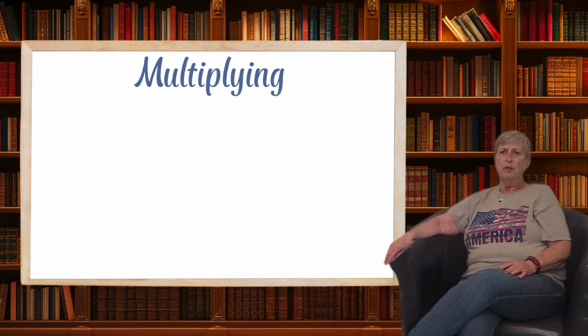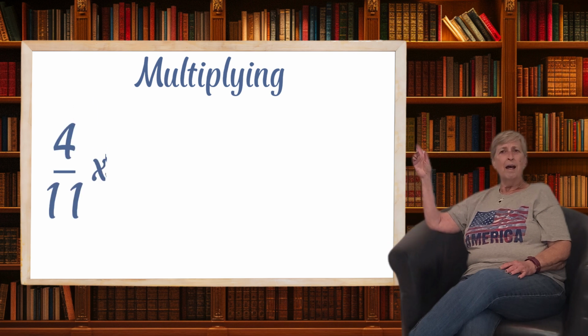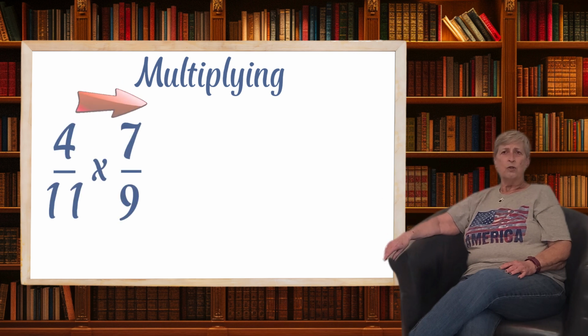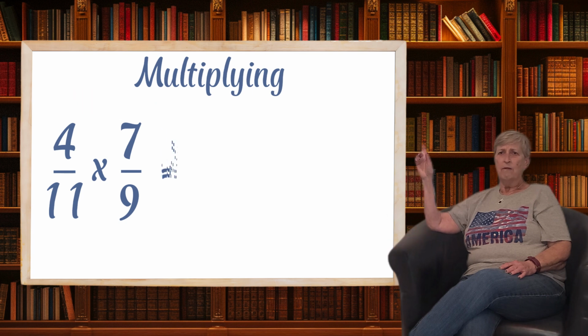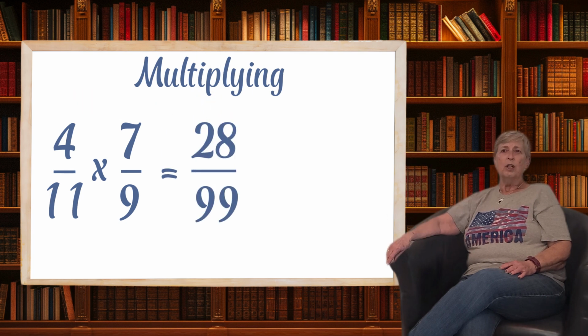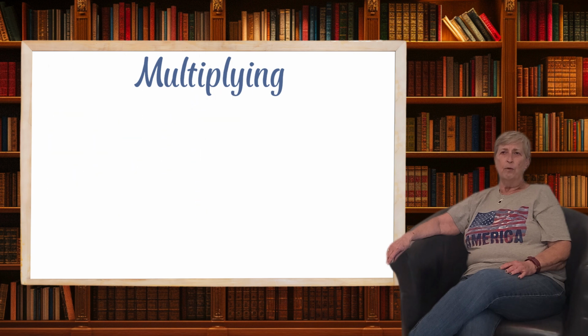All right, let's look at a third one. Let's do this time a little bit bigger numbers maybe. Let's look at 4/11 times 7/9. Again, straight across, y'all. 4 times 7 is 28. 11 times 9 is 99. So the answer is 28/99. Let's look at one last example.